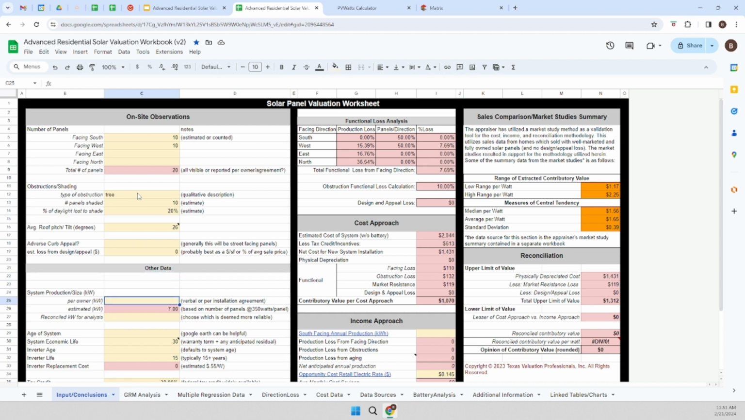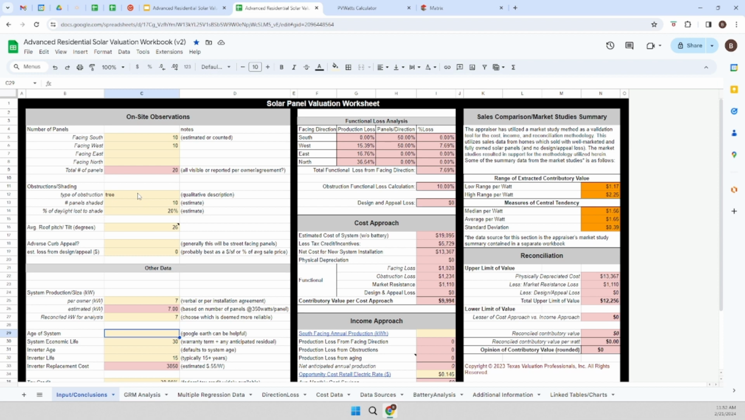So I've got an estimate then of 7 kilowatts. I'm going to assume these are the 350 watt panels. The owner provided me with paperwork that confirmed, okay, the installation agreement showed that this was a 7 kilowatt system. So I can decide here to deal with now the physical depreciation of the system.